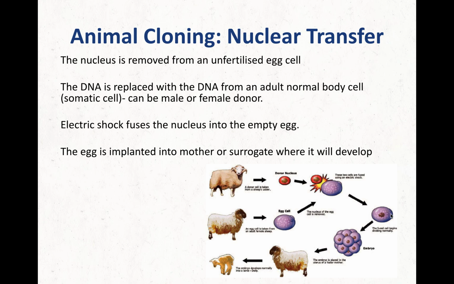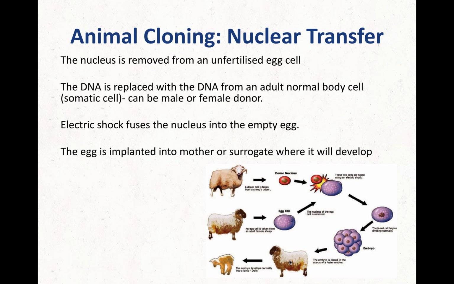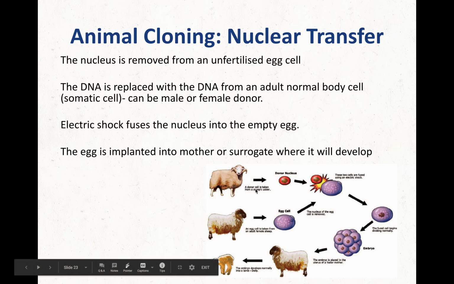The nucleus, because it's from a somatic cell, from a body cell, we don't need fertilization. It's got a full set of chromosomes. It's inside this egg now. It grows to be an embryo. We implant it into a surrogate sheep, and we get a lamb that is identical to this one.